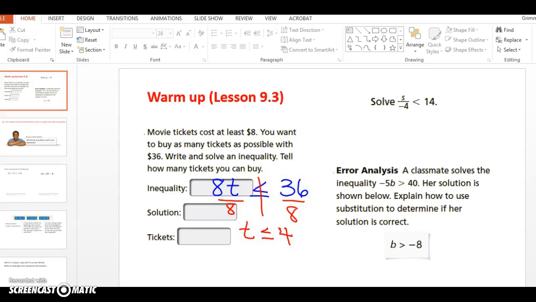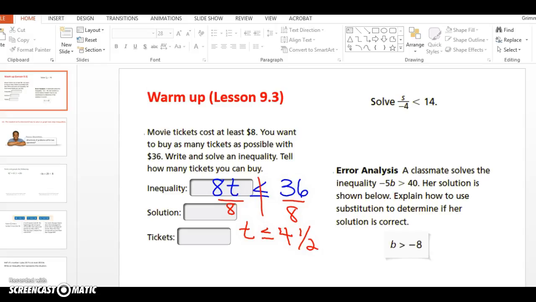Now, this is talking about money, or no, actually it's not. You want to buy as many tickets as possible with 36. So you can buy 4.5 tickets. Does it make sense to buy a half a ticket? No. So it's going to have to be basically 4 in real life. So you could buy 4 tickets, 3 tickets, 2 tickets, or 1 ticket.